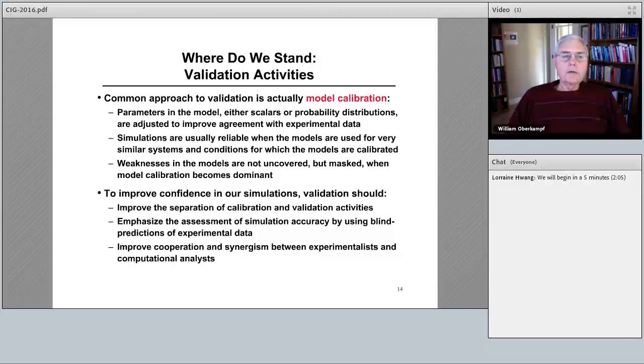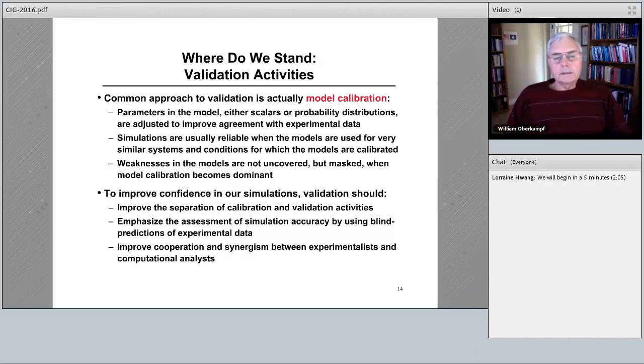Where do we stand in validation activities? The common approach to validation is actually what, particularly in your field, you may refer to as validation, but it's actually model calibration. Parameters in the model, either scalars or distributions, are adjusted to improve agreement with experimental data. And that's Bayesian updating. It's exactly what it is.